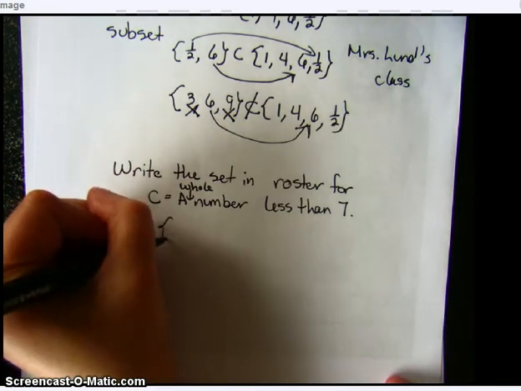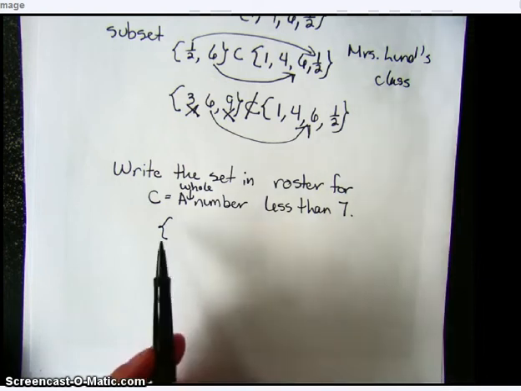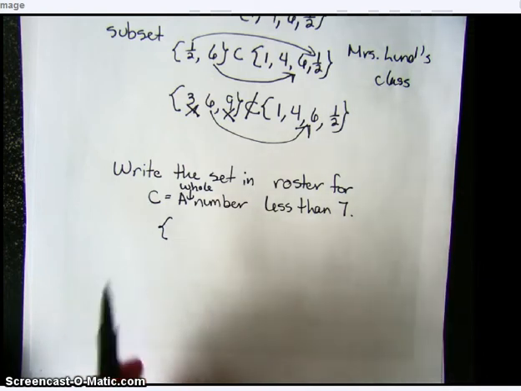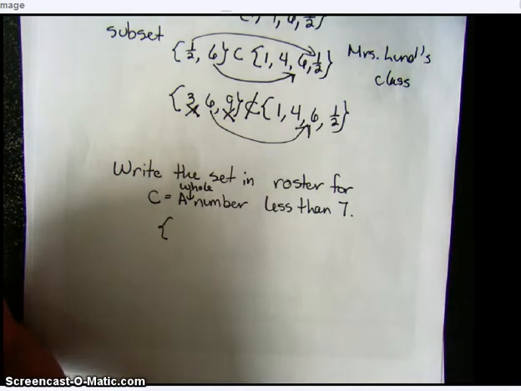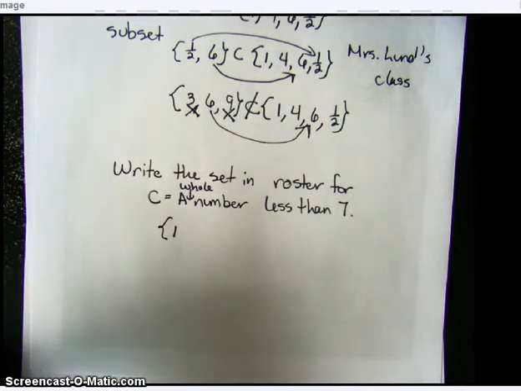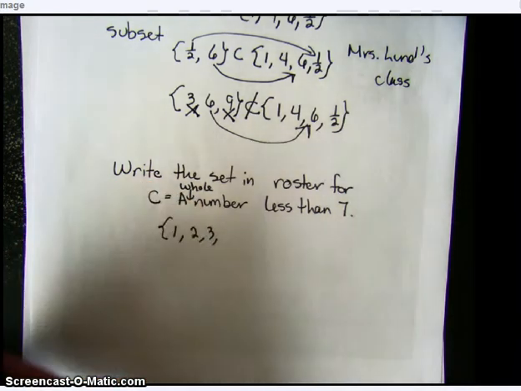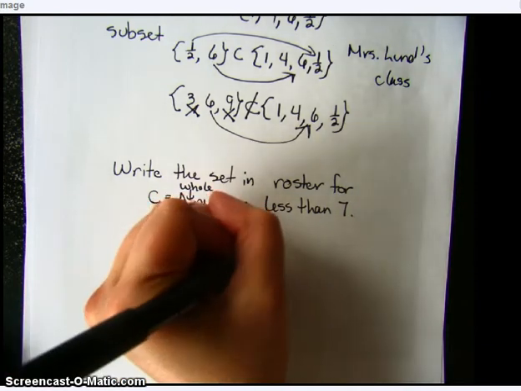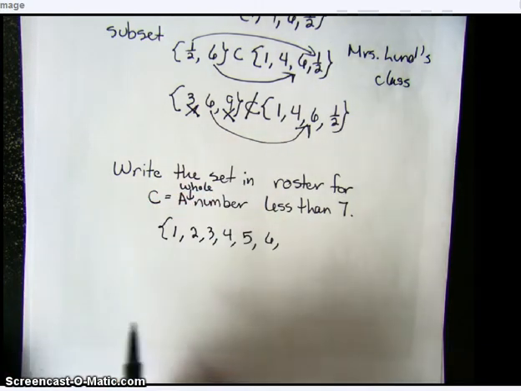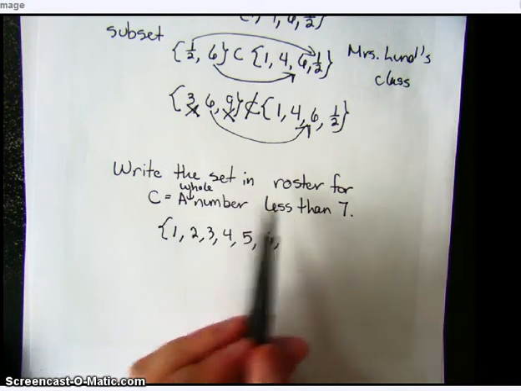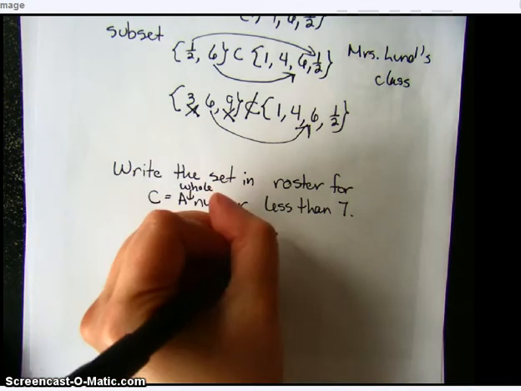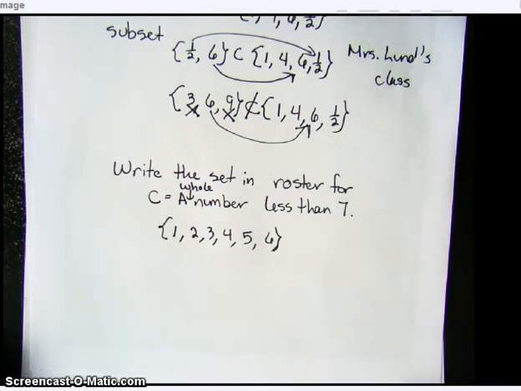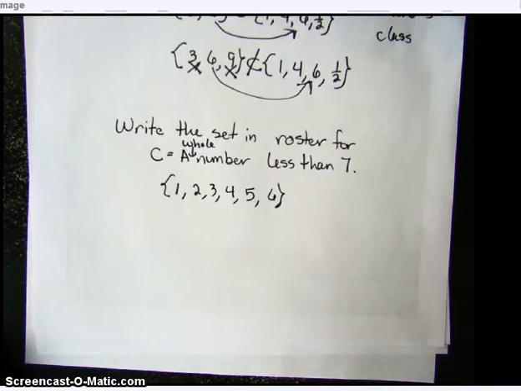Well, if I were to write in roster form a set here, I'd need my squiggly bracket, okay? And I would need the number 1, because 1 is a whole number less than 7. 2, 3, 4, 5, 6. Now, 7 is a whole number, but it's not actually less than 7. It's equal to 7, so I would just close my bracket here. Okay? Let's try another one.